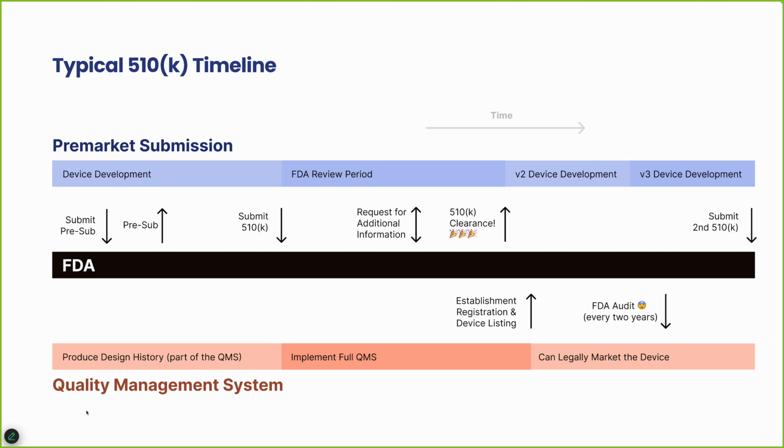So really briefly, I just want to talk through a typical timeline for a new startup. In this diagram, time's flowing from left to right, and this kind of shows the key interaction points with the FDA. On the top, we have the more pre-market submission side of things, and on the bottom, we have the quality management system. And as you can see, you really start interacting with the FDA sooner on the pre-market submission side.